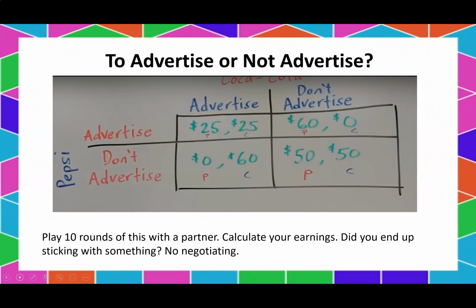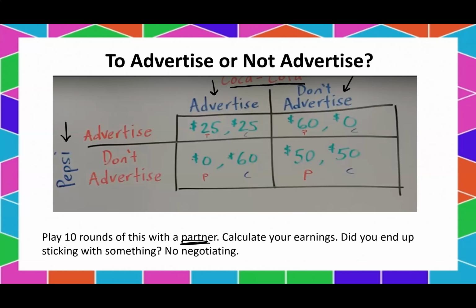So there's two people playing this, and one person would be Pepsi. They'd be the Pepsi company. And they would be able to choose two options. They could advertise their company, advertise that Pepsi's the best, or they could not advertise at all. So they've got two choices to make. The other person, your partner, would have been Coca-Cola. So here's Coca-Cola right here, Coke. They would have also chosen to advertise or to not advertise. They've got two choices as well.